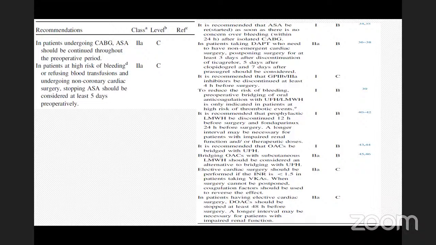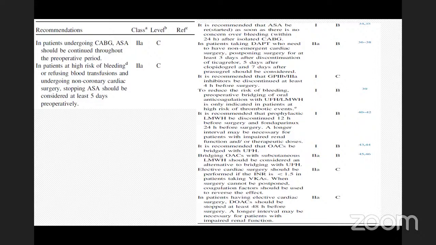antiplatelets prior to surgery: in patients undergoing CABG, aspirin should be continued through the preoperative period. This is class 2A, level C. In patients at high risk of bleeding or refusing blood transfusion and undergoing non-coronary cardiac surgery, stopping aspirin should be considered at least 5 days preoperatively. This is class 2A, level C, as we mentioned before in the chart. It's recommended that aspirin be restarted as soon as possible postoperatively. This is class 1, level B.